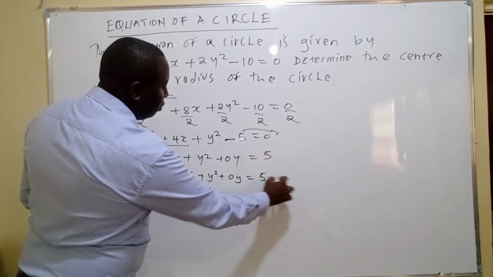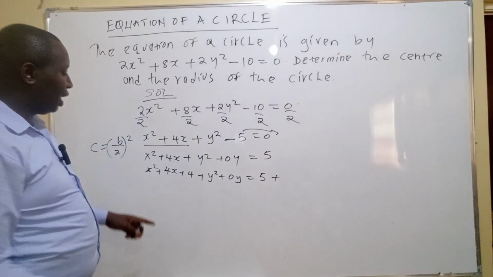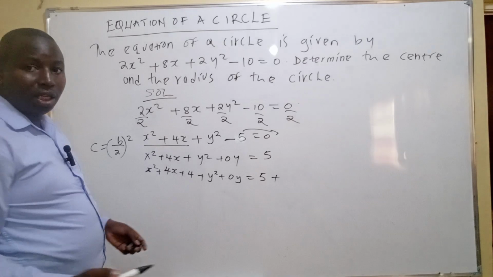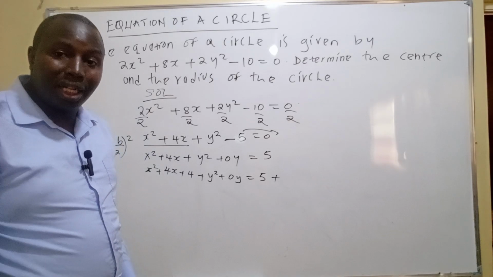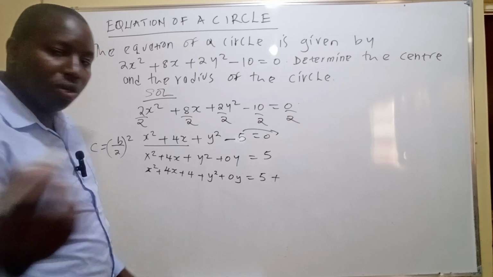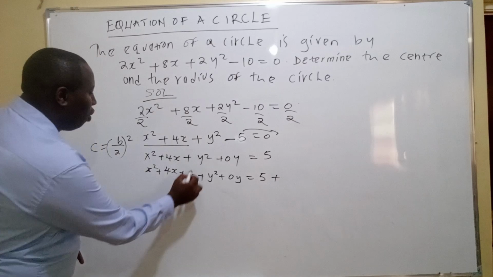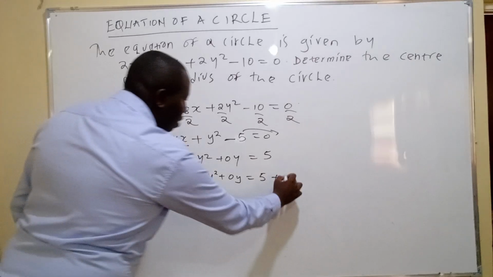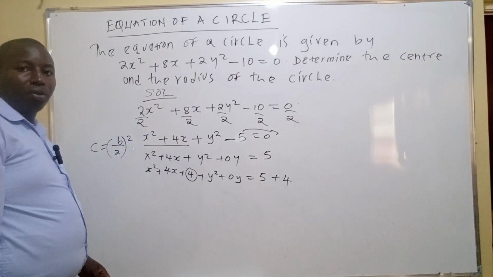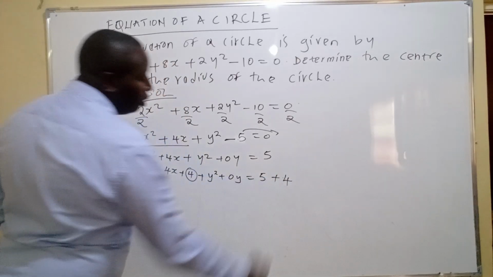Is equal to 5. Whatever you have added on the left hand side, you add on the right hand side. So you have added 4 on this side, you also add it on the other side. So you take 5 plus 4.